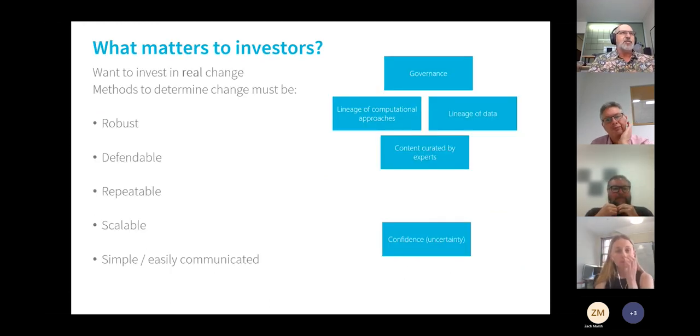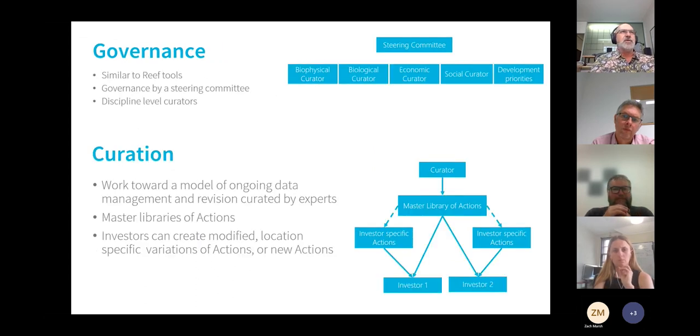So having said that, that's a bit of a recap of stuff that's gone before. What we think matters to investors, and where the value in this platform lies, is that because they want to invest in real change, the methods and the governance and management around those methods have got to be robust, defendable, repeatable, scalable, and if not simple, at least easily communicated. I've got a few boxes over there on the right that generally encompass those things. So let's talk about governance.